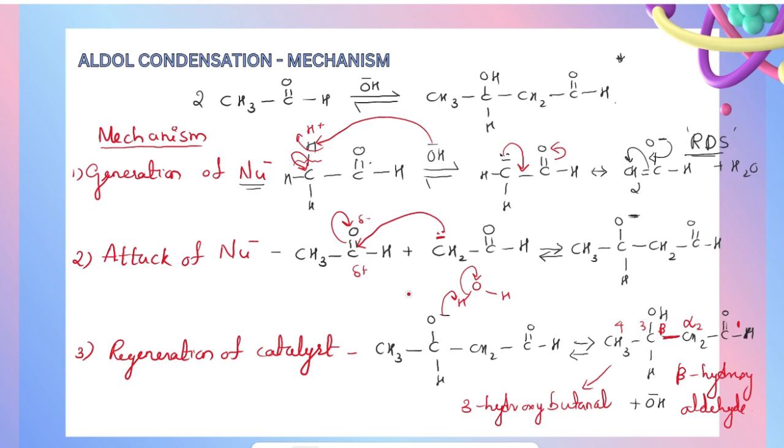This is the mechanism of the aldol addition reaction, where a molecule is added to the other molecule. That means out of two aldehydes, one acts as a nucleophile. This is a nucleophile. And where is the electrophile? This is the electrophile. And then we are going to get an addition product.